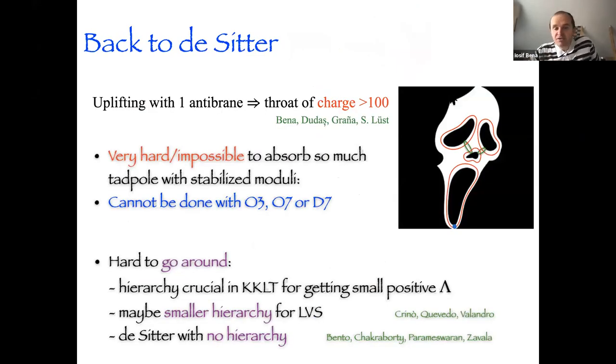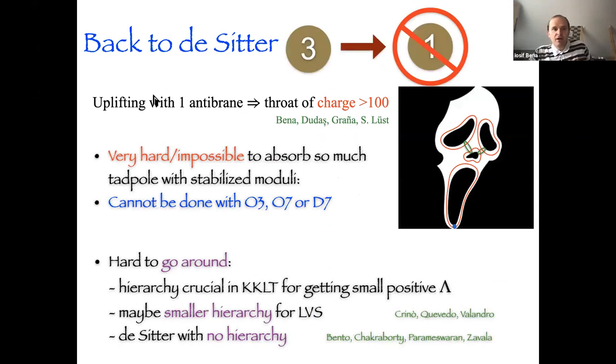So back to the de Sitter, back to our previous calculation, you can uplift with the anti-brane if the throat charge is bigger than 100. That's what we argued. But it's very hard to absorb this 100 units of tadpole with stabilized moduli. Basically, we cannot do it with O3s and O7s or D7s. We just cannot do it. It's not doable with the present technology. Maybe there's some other mysterious ingredient in type IIB, non-geometric, I don't know. Maybe there's something, but with the known ingredients, O3s, O7s, and D7s, it cannot be done.